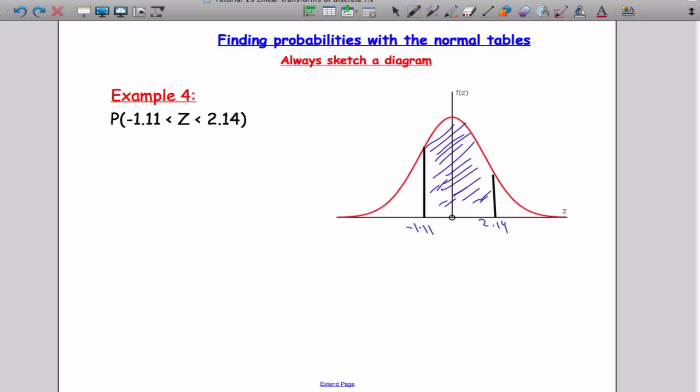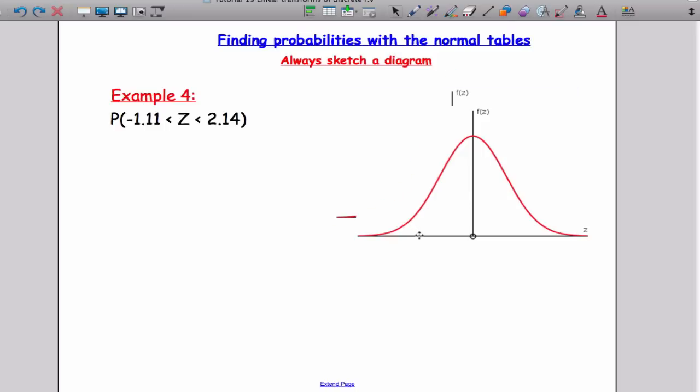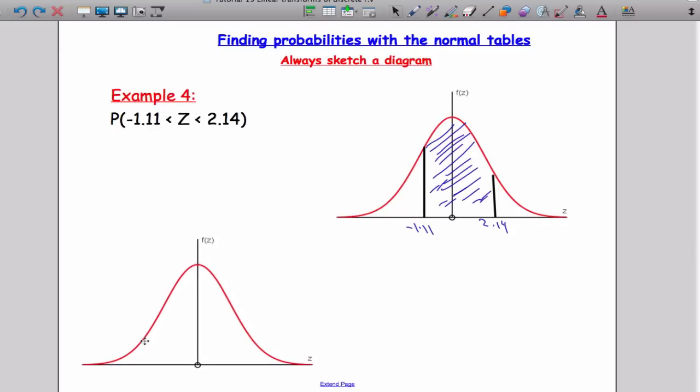Now this can be a tricky one to do. Well, if I worked out the probability that Z is less than 2.14, let's bring out another one here. So if I have this 2.14, I can work out the probability that Z is less than 2.14, which will give me this total blue area here. There's a section of it I'm not interested in. I don't want this piece here. I need to take this piece away.